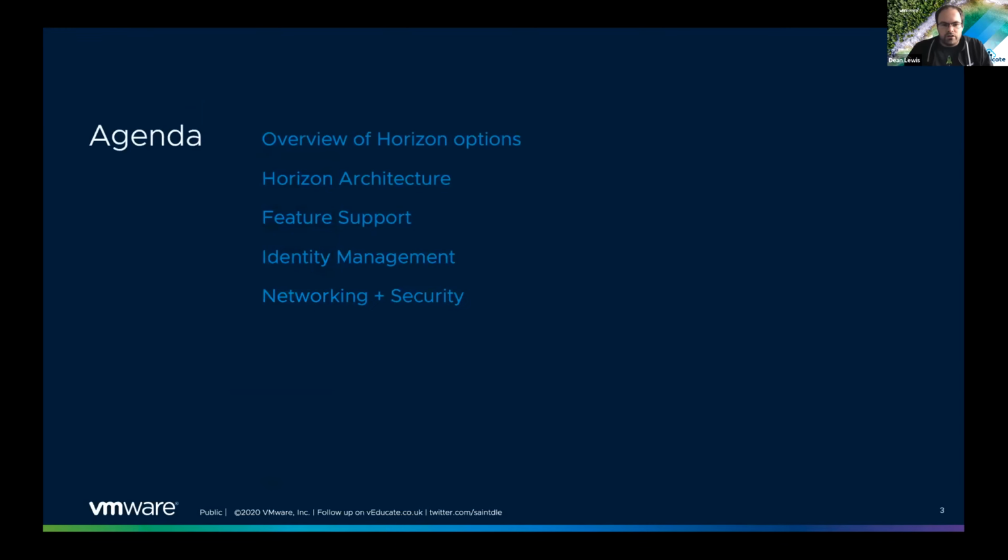So we're going to look at the overview of the Horizon options when we look at hosting it outside of our private data center, look at the supported architectures that are available, the feature support, talk about identity management, and actually a couple of other things on top of that, which is more platform management, things that you need to think about, and then really focus on networking and security as well.